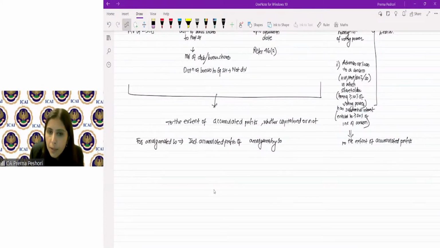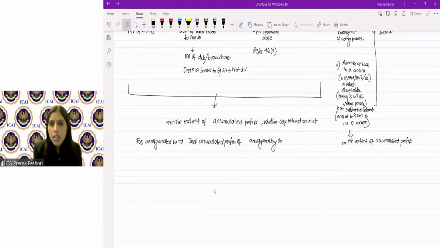So let's take an example. Let's say ABC is a company and one of its directors is a shareholder who holds 65% of the paid-up capital. Now, let's say there is another company in which he also has substantial interest, more than, let's say, 50% interest.